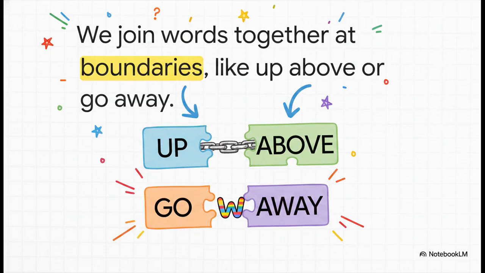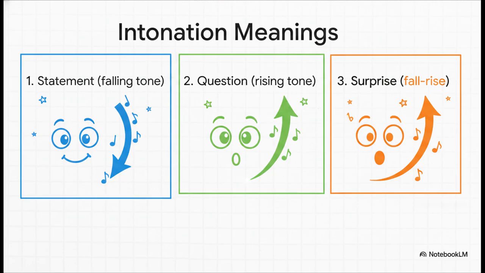Another massive part of keeping that speech smooth is linking. This is when we physically join words together at their boundaries instead of chopping them up and saying each one separately. You'll hear this a ton when a consonant sound bumps right up against a vowel sound, like in the phrases up above or did it. It also happens when two vowel sounds collide. When that happens, we actually sneak in a tiny linking sound, like the little wuss sound you hear when you say go away.